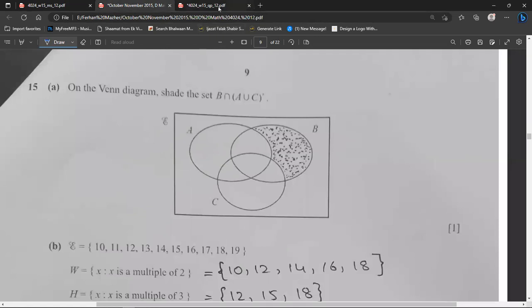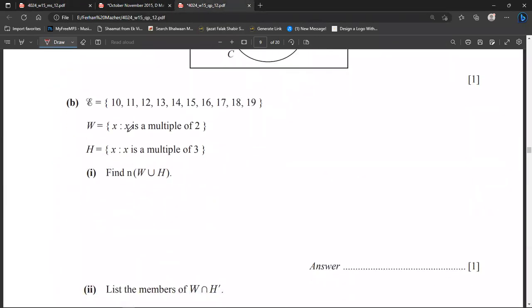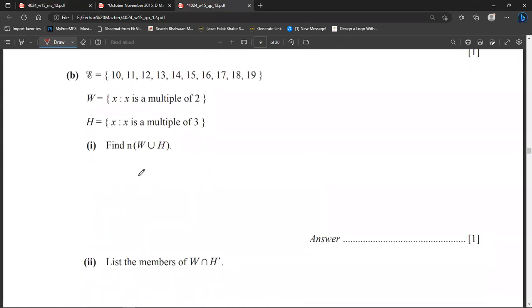I hope you understand. Okay, then we have question number 15, B part. It says the universal set is 10, 11, 12, 13, 14, 15, 16, 17, 18, and 19. W is a set which has x such that x is a multiple of 2. So the multiples of 2 will be 10, 12, 14, 16, and 18. H is x such that x is a multiple of 3. So it will be 12, 15, and 18. And in this way, make the list for the set W and the set H.